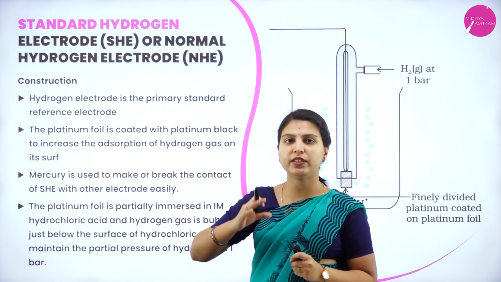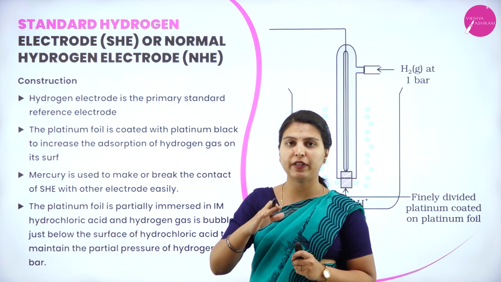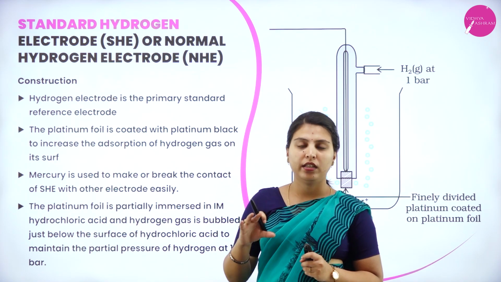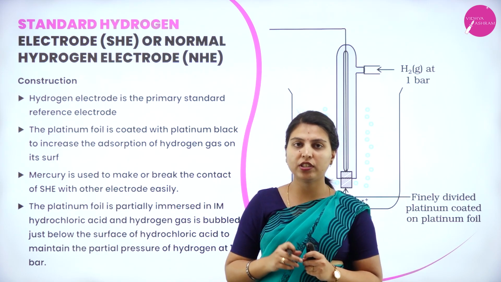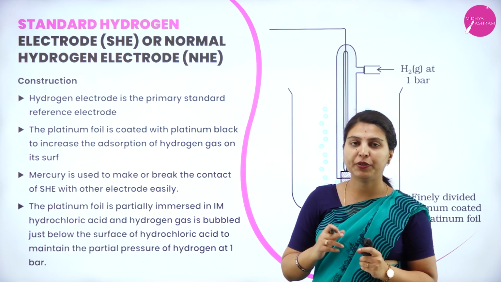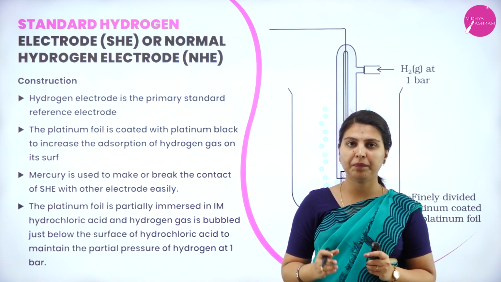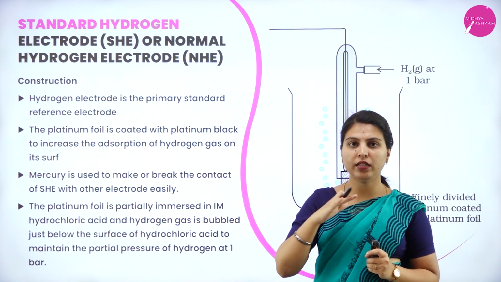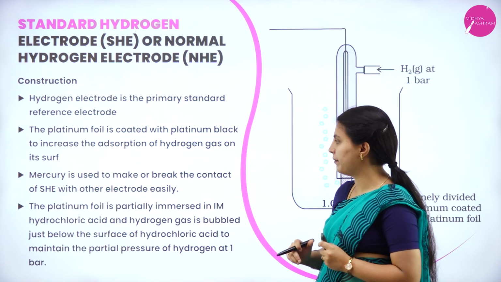Adsorption means the substance will get fixed on the surface and will not penetrate into the material. That process we call adsorption. There is a little difference between adsorption and absorption. Adsorption means the substance only settles on the surface of the material.